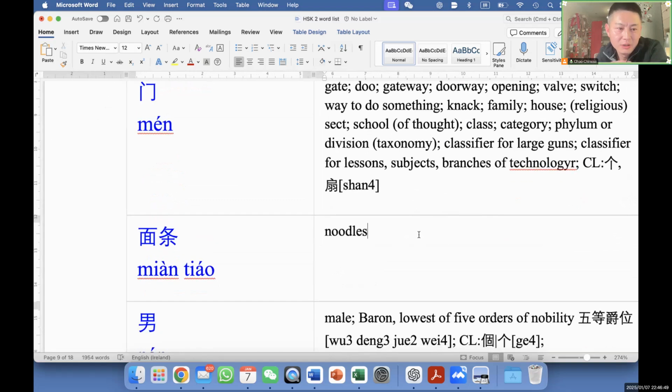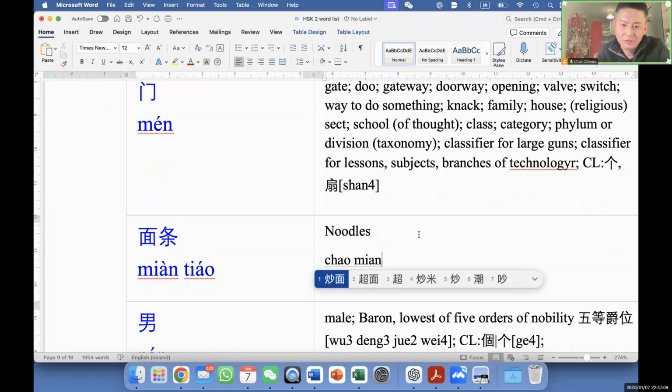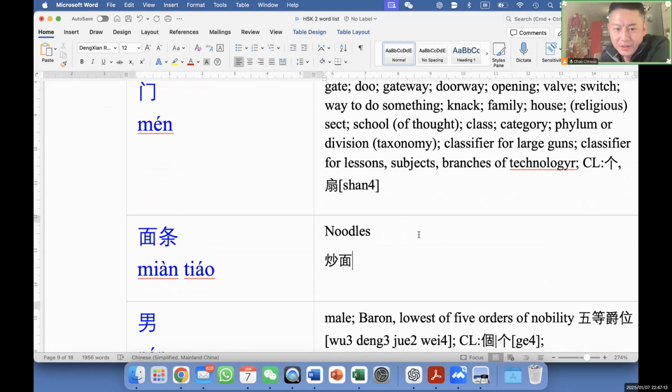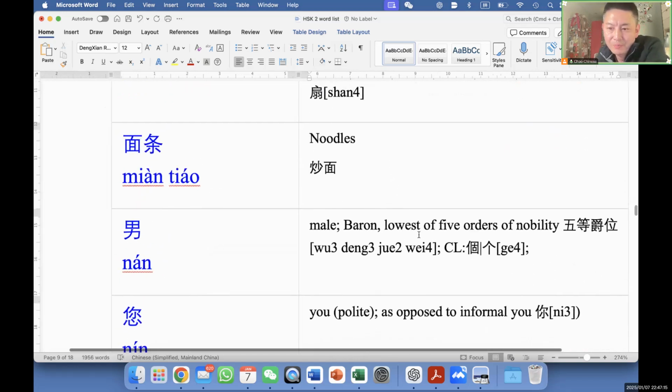面条, noodles. 面 means flour. 条 means a stripe. So flour stripe. Or 面, we understand 面 on its own could be short for 面条, right? Like chicken chow mein. That means the same 面. Chow is fry. Chow mein, that's chicken chow mein. Fried noodles with chicken.